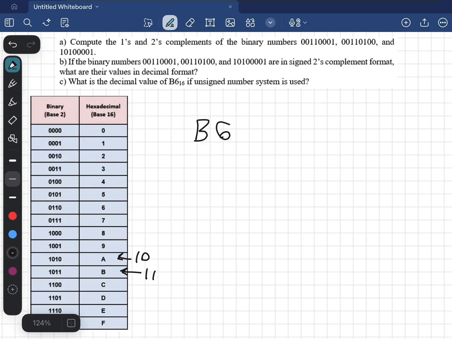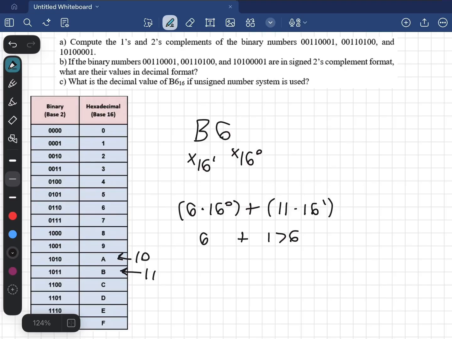So what we do is multiply 6 by 16 to the 0th power, and then B by 16 to the 1st power. This ends up becoming 6 multiplied by 16 to the 0 plus 11 multiplied by 16 to the 1st power. This ends up getting 6 plus 176, with a final number of 182, with a subscript of 10 to show that that is in decimal form.